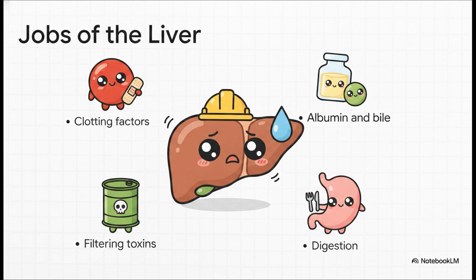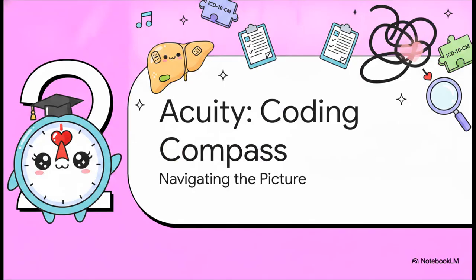When the liver starts to fail, all of these vital jobs get disrupted at the exact same time. The clinical picture gets messy incredibly fast, and frankly, the documentation usually struggles to keep pace with how rapidly the patient's body is changing. Moving right along to Section 2, Acuity, the coding compass.